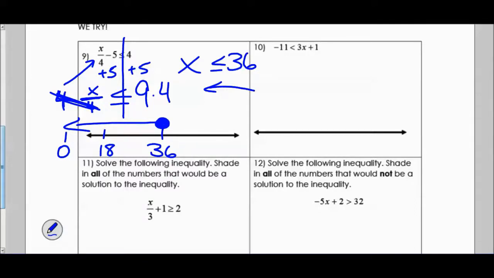So we could say 0 is a solution, or 18 is a solution. Anything that's less than 36 is a solution to that inequality. The next one, I'm going to choose to flip this right away. And the important part is that you flip the inequality.